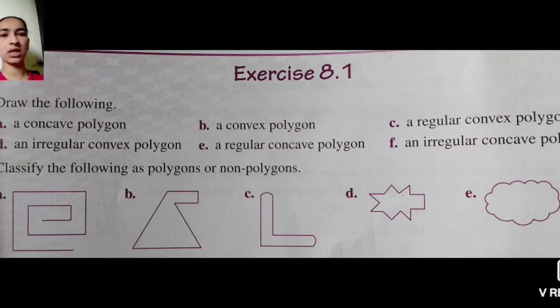Now see the second question. Classify the following as polygons or non-polygons. First we have to know what a polygon is. A polygon is a closed figure which is made by line segments. So first see the first one, A. Is A a polygon? Is it closed? No, it is not closed. It is open from the downside. You can see. So the first is a non-polygon.